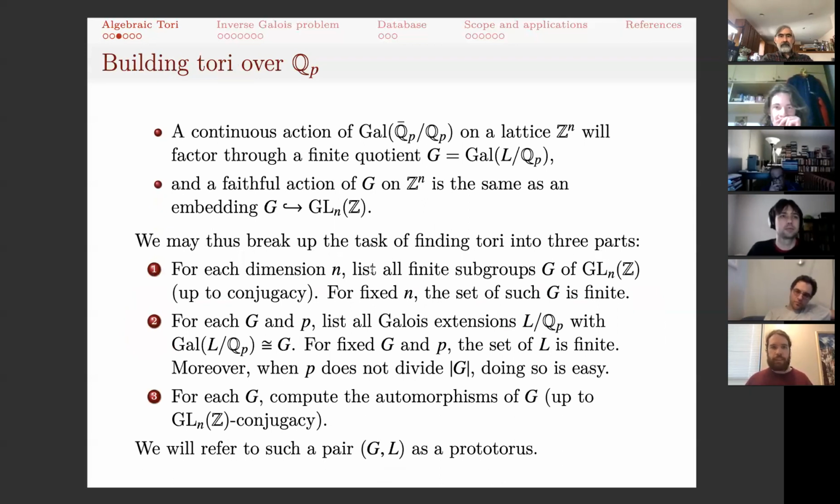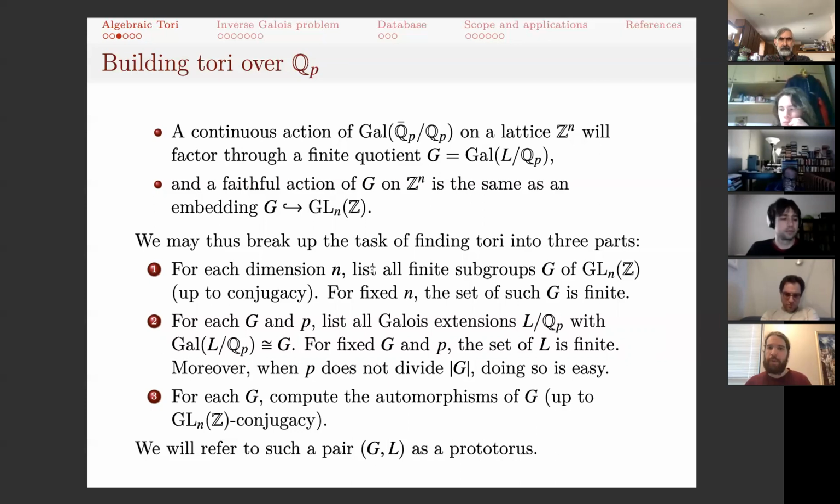So what about over Q_p? What's our approach going to be? We're looking for actions of the Galois group on some lattice Z^n. Since our action is continuous, by the definition of a continuous action, it's going to factor through some finite quotient. So there'll be some finite degree splitting field L, Galois, so that the action from the absolute Galois group factors through that finite quotient. And a faithful action of G on Z^n, that's the same as an embedding of G into GL_n(Z).